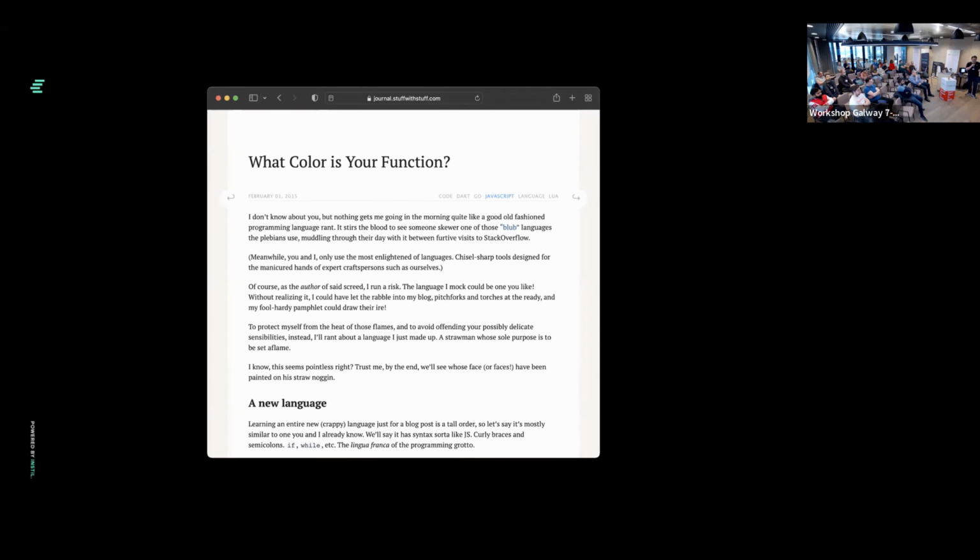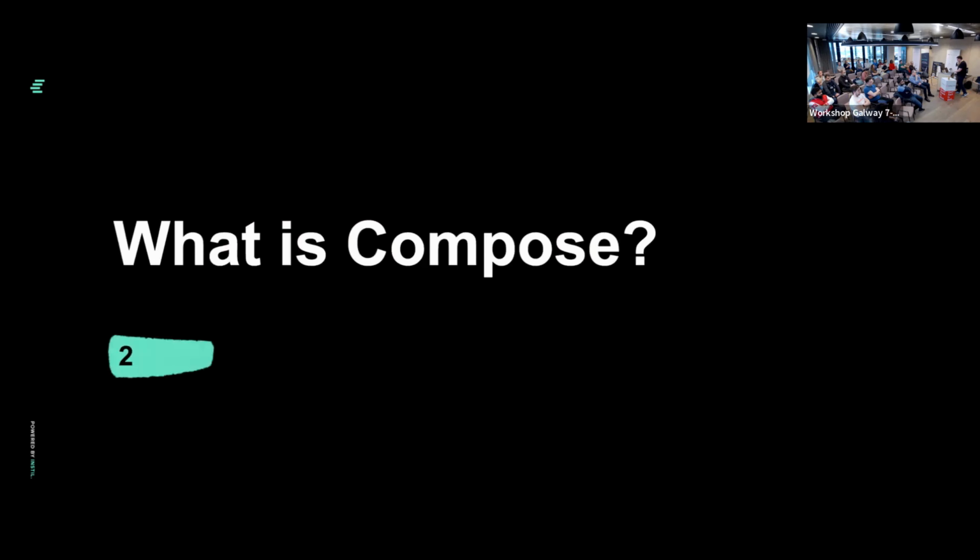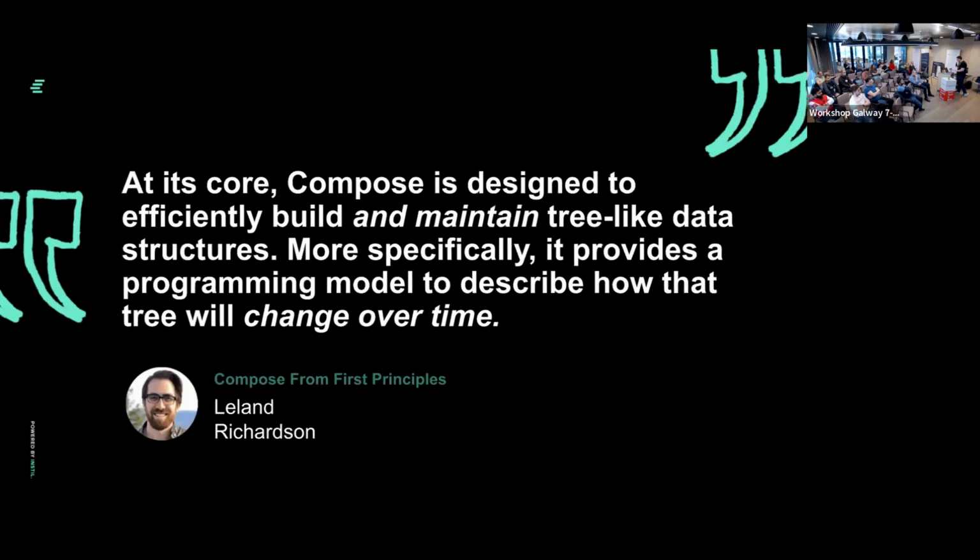So think of a regular function maybe as being blue, and a suspending function as being green, and a composable function as being purple, and so on. So this is a different color of function in our application. So at the end of the day, what is Compose? Yeah, so Compose is a library designed to efficiently build and maintain tree-like data structures. So you can use Compose to build and maintain any tree-like data structure.